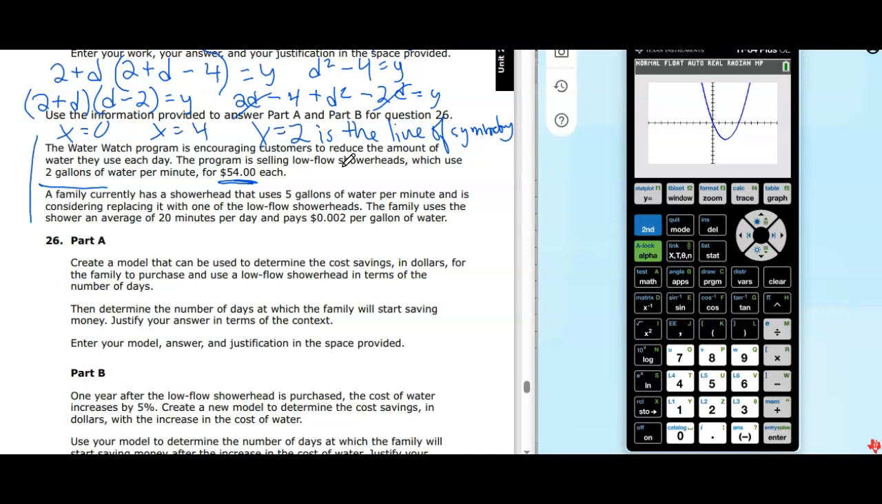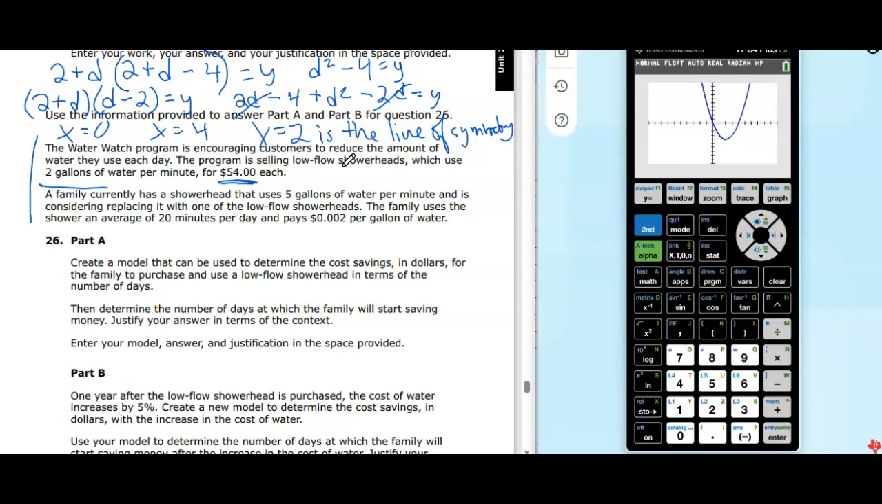Create a model that can be used to determine the cost savings in dollars for the family to purchase and use a low-flow shower head in terms of the number of days. Then determine the number of days at which the family will start saving money. Justify your answer in terms of the context. All right, so there's actually a couple ways to tackle this problem. I'm going to show you the way that they recommend we do this.